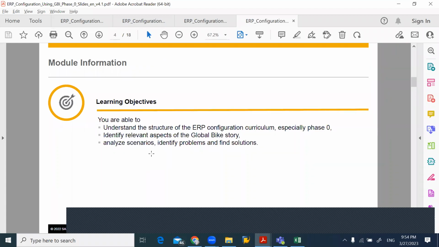In this lecture, we'll try to understand the structure of the ERP configuration curriculum. And we'll understand the Global Bike story. We will analyze the scenario of the company where the problems exist. We will try to identify the problems and find the solution. So this is the job that we'll be doing, inshallah.